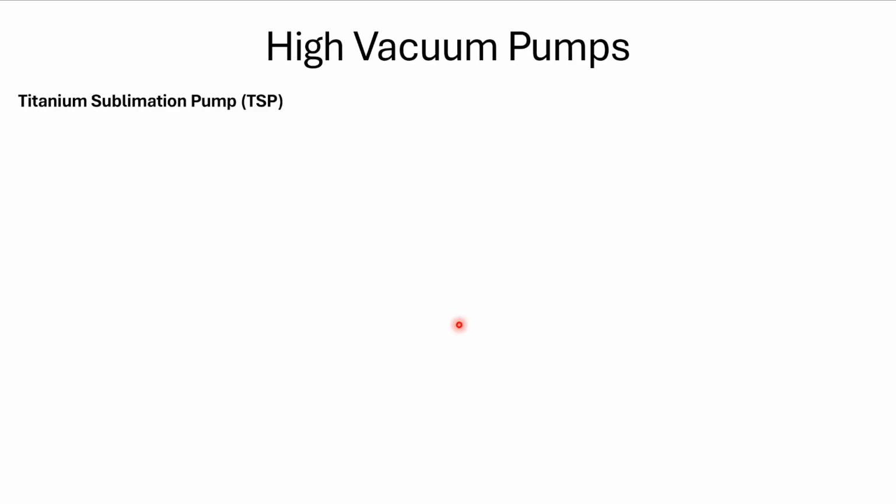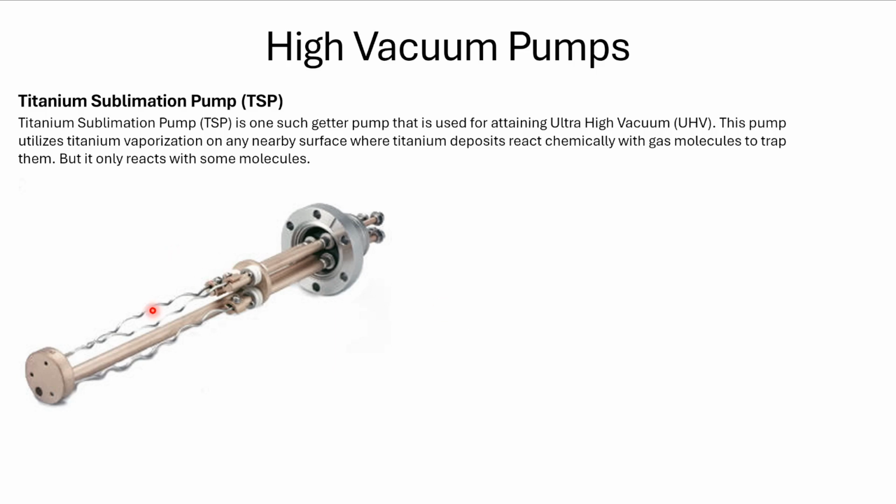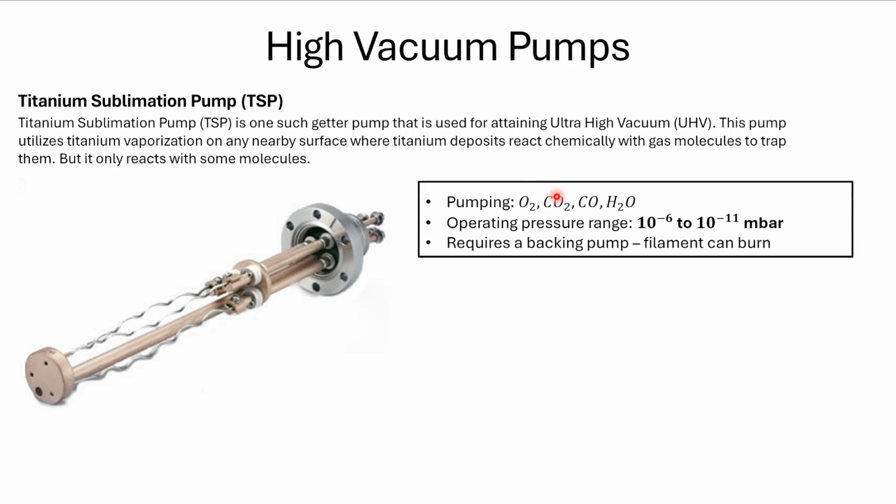And the titanium sublimation pump is basically titanium. There are titanium filaments here. You apply a high current to the titanium filaments, 40 to 50 amps, and titanium reacts with gases like oxygen, carbon dioxide, CO, and water. The operating pressure is 10 to the minus 6 to 10 to the minus 11 millibar, but it requires a backing pump and the filament can burn. These are actually used as a support pump.